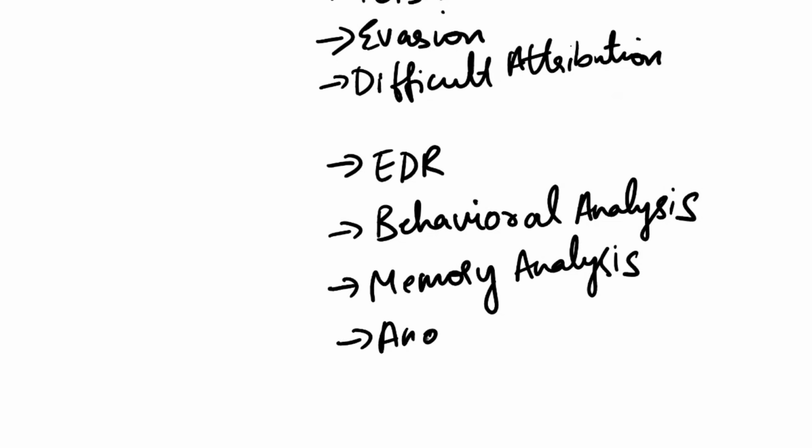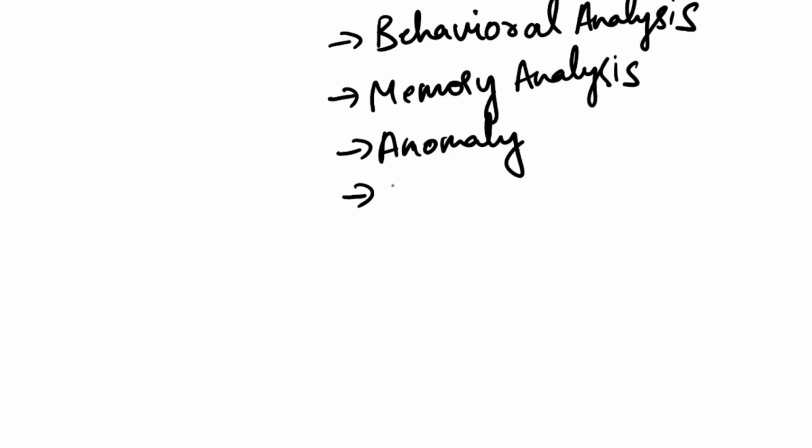Next is anomaly detection. Employ anomaly detection systems that can identify deviations from normal system behavior, which might indicate fileless malware activities. Next is UEBA, that is User and Entity Behavior Analytics. UEBA tools monitor user and entity behavior to detect unusual actions or account compromises that may be associated with fileless attacks.